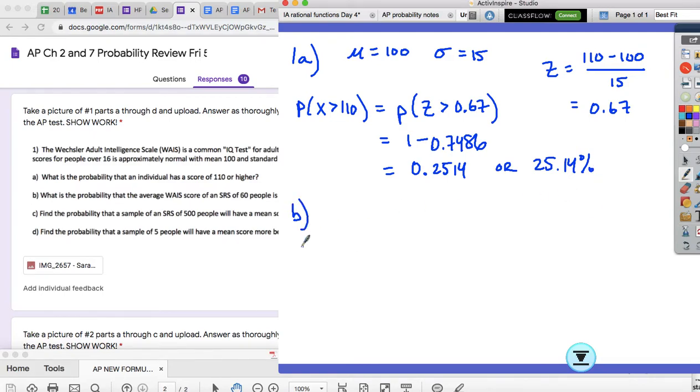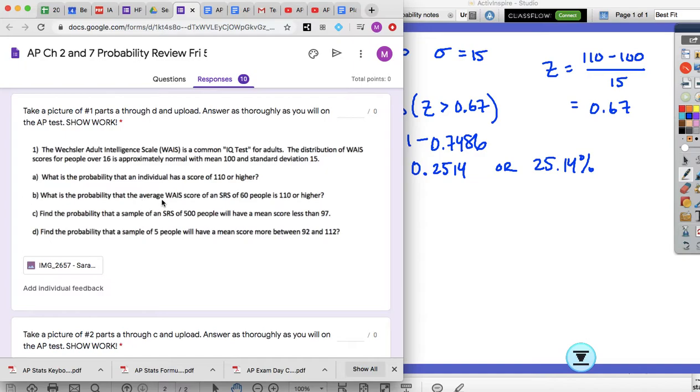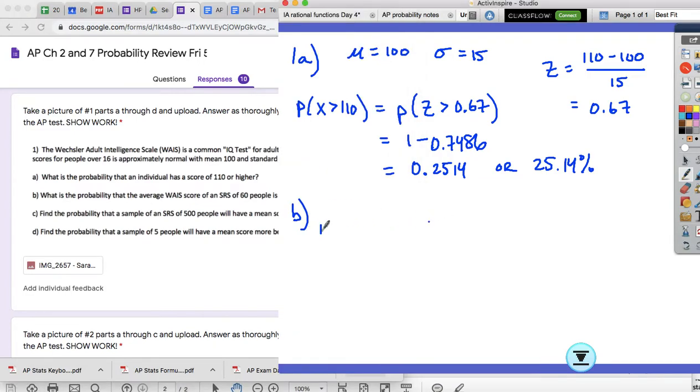All right, part B, now we're finding the probability that the average score for a simple random sample of 60 people is 110 or higher. So now when I'm writing this out, I'm looking for the average score of that simple random sample of 60 people, and I want to make sure that it's greater than 110. Now this is starting off similar, but this is now an average for those 60 people. Also, the thing that's going to change now is we have a sample size of 60. So we have to recalculate our standard deviation.